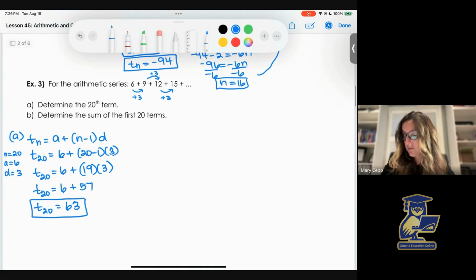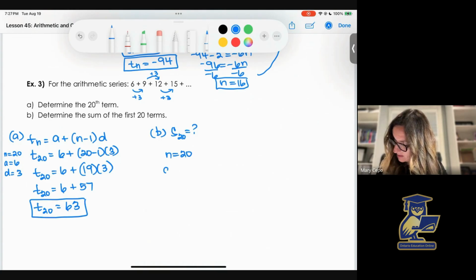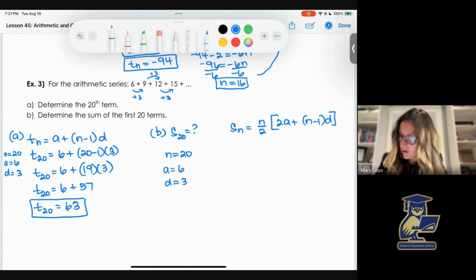Okay, now we're going to determine the sum of the first 20 terms. So again, B, we have the sum of the first 20 terms. We know n is equal to 20. Now notice we're not given the first term and the last term, so we're going to use that first version of the sum of an arithmetic sequence formula. So we know a is still equal to 6, d is still equal to 3. So just a reminder, Sn is equal to n over 2, 2 times a plus n minus 1 times d. So the modified version can only be used if you're given the first term of the series and the last term.